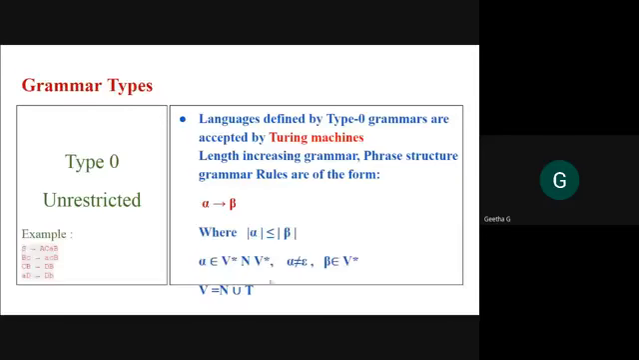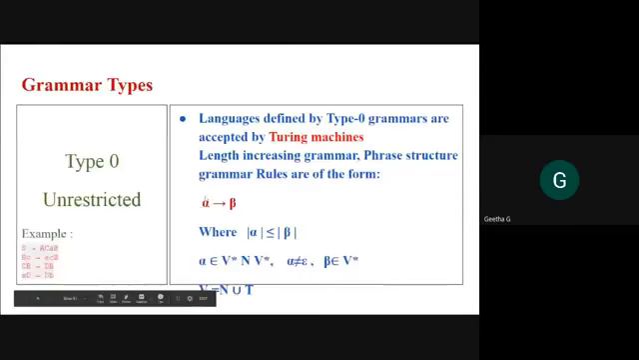On the alpha side, you can have any number of terminals and non-terminals, but one non-terminal must be there. Alpha is in V star, the total alphabet. It means combinations of non-terminals and terminals, so one non-terminal with a prefix and suffix of any combinations of terminals and non-terminals. It means that at least one non-terminal should be present on the alpha side, right?